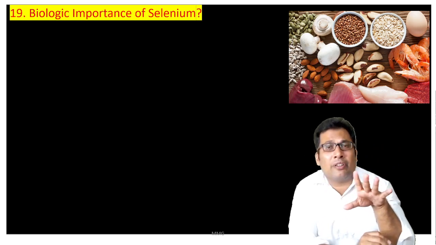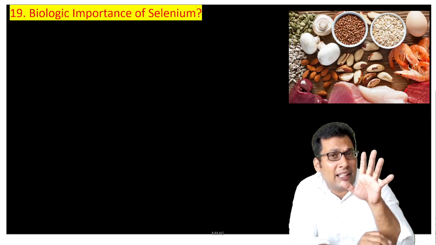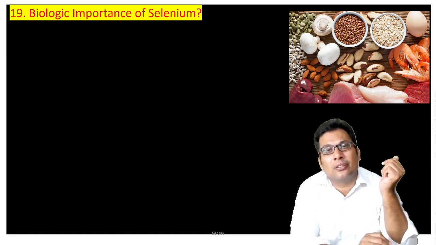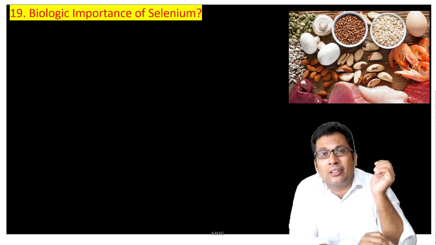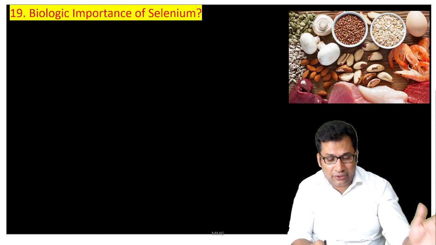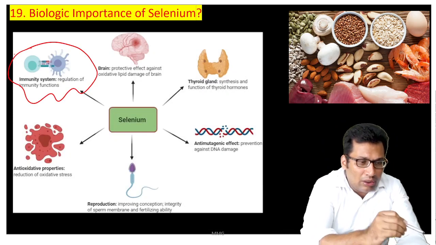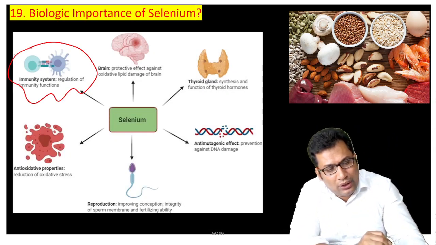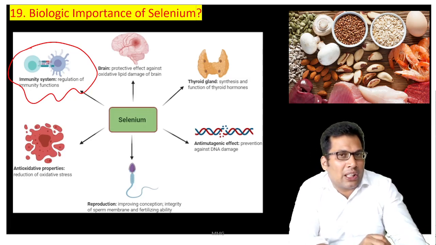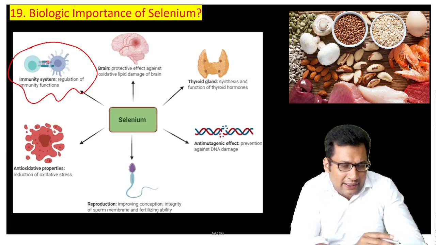One very important function is antioxidant. It also acts as an anti-carcinogenic agent. It is also important in reproduction, brain development, immunological function, so many functions. Some functions you need to write in the exam. One is the regulation of immunity function. You know, plasma cell, B lymphocyte, T lymphocyte. The function of these lymphocytes requires some amount of selenium.